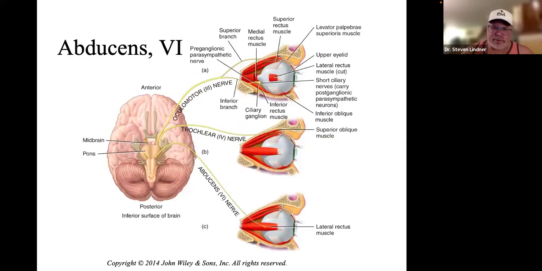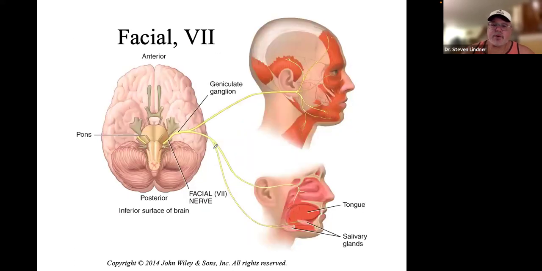There's our cranial nerve 6 again, the abducens, lateral rectus. Cranial nerve 6 moves the eye laterally, which is what the word abduction means, to move the eye away from midline or center. Here's our cranial nerve 7. Cranial nerve 7 deals with all of the facial muscles. It's facial expression.